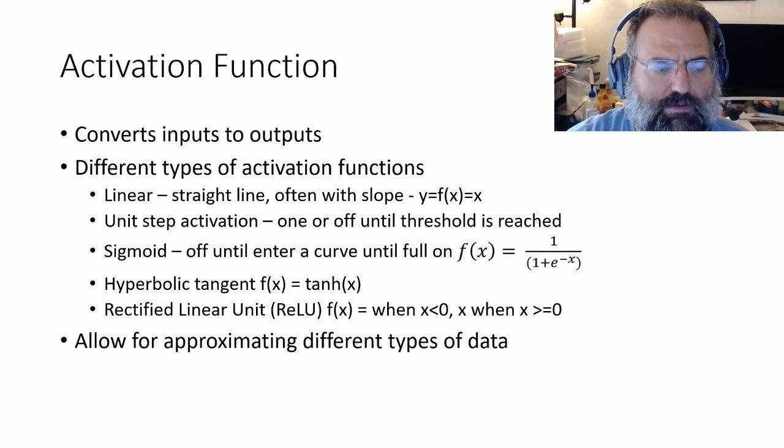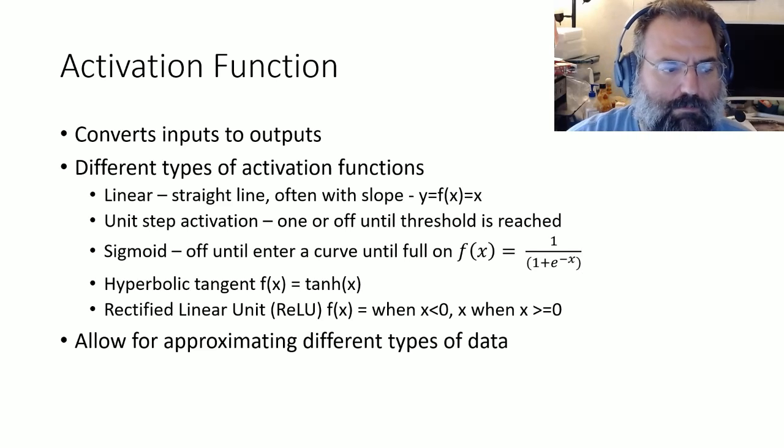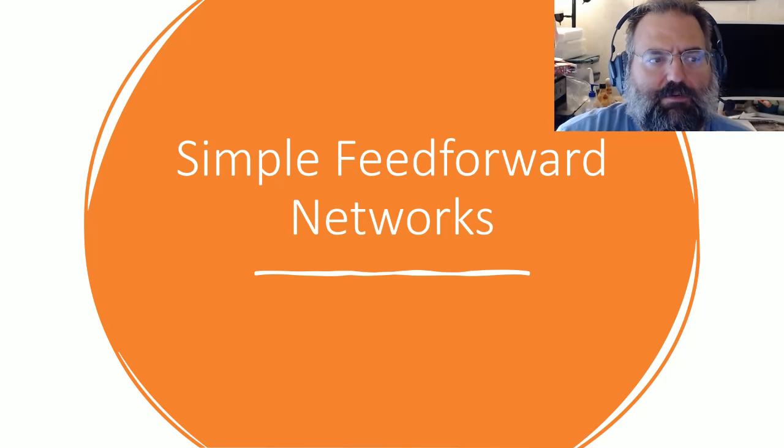The use of which one of these depends upon the situation. Sigmoid has been around for quite a while and is quite popular. But they allow you to basically approximate different types of data. So sigmoid wouldn't make much sense if you're doing something that's essentially binary in nature.